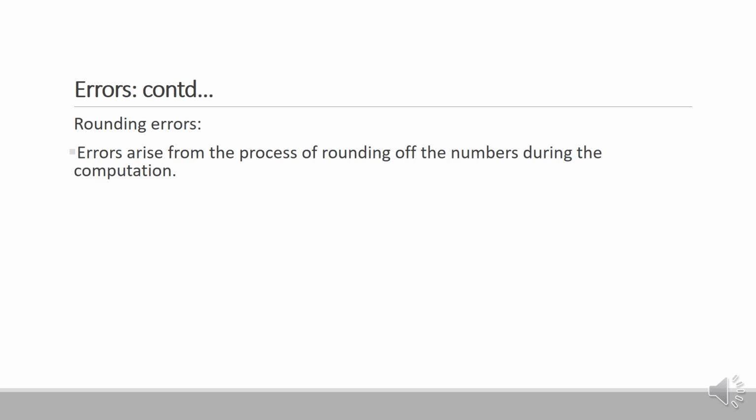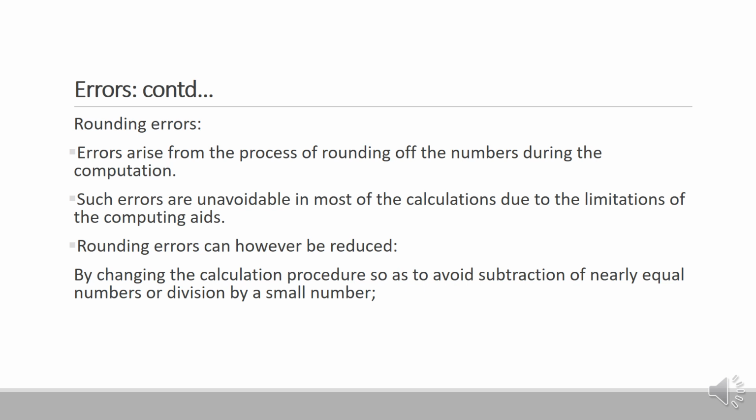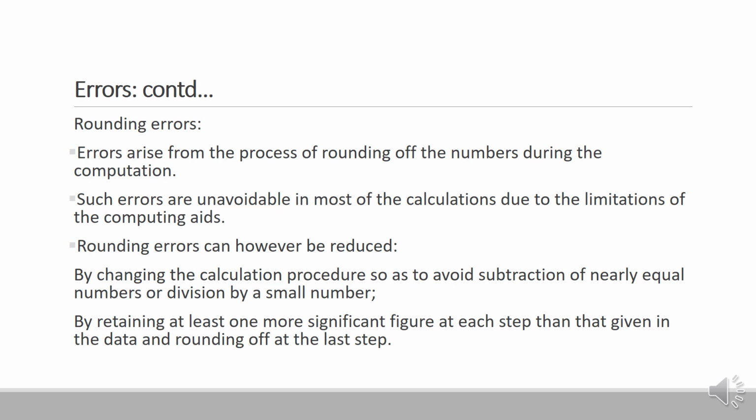Next is rounding errors. These errors arise from the process of rounding off the numbers during the computation. Such errors are unavoidable in most of the calculations due to the limitations of the computing aids. However, these errors can be reduced either by changing the calculation procedure so as to avoid subtraction of nearly equal numbers or division by a small number, or by retaining at least one more significant figure at each step than given in the data and rounding off at the last step.